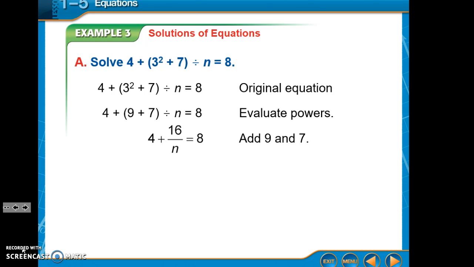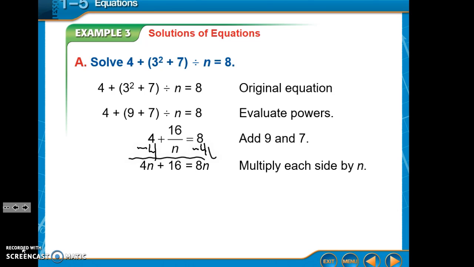So if I have a positive 4 here, I want to subtract it off, right? But if I subtract 4 on this side, what do I have to do to the other side? I have to subtract 4. So now we'll have that 16 over n equals, what's 8 minus 4? 4.